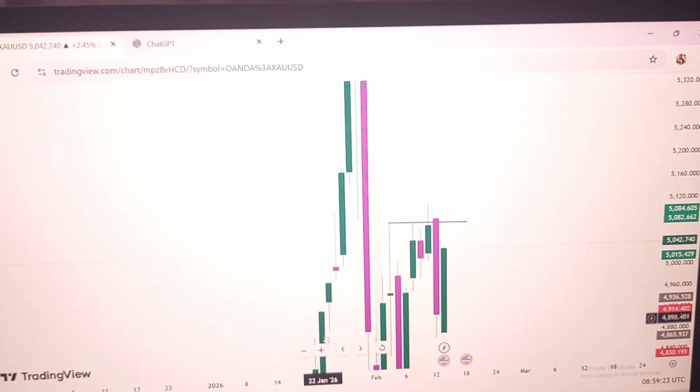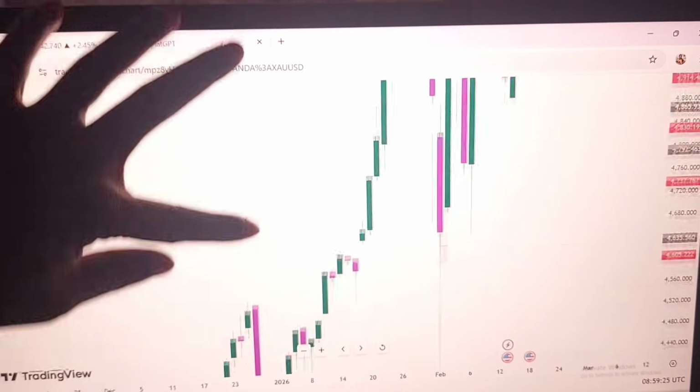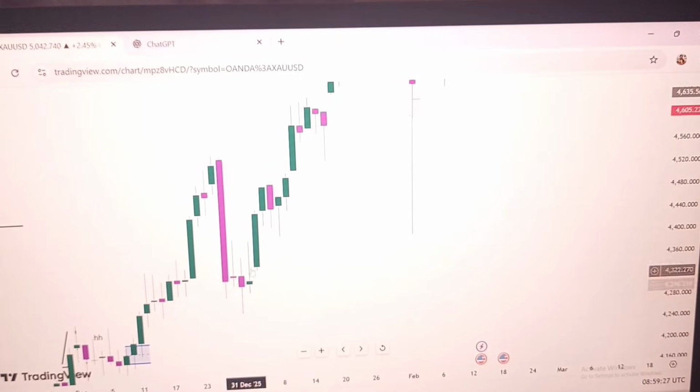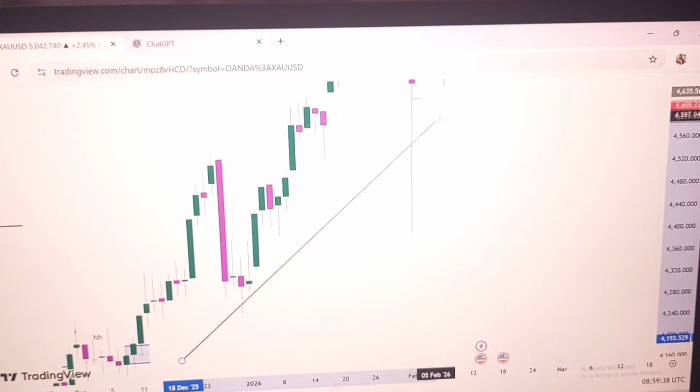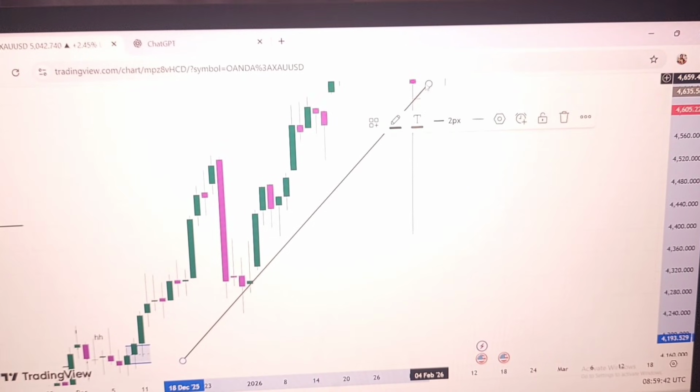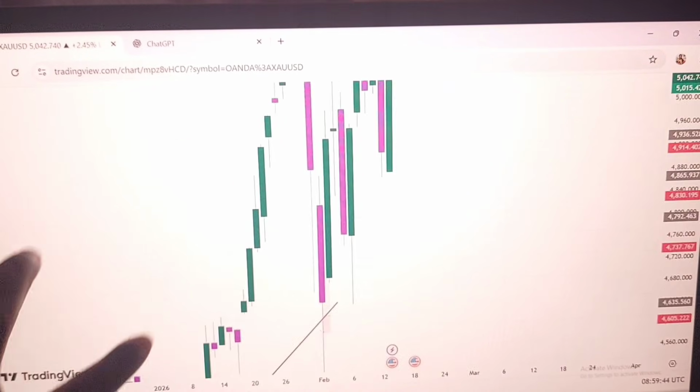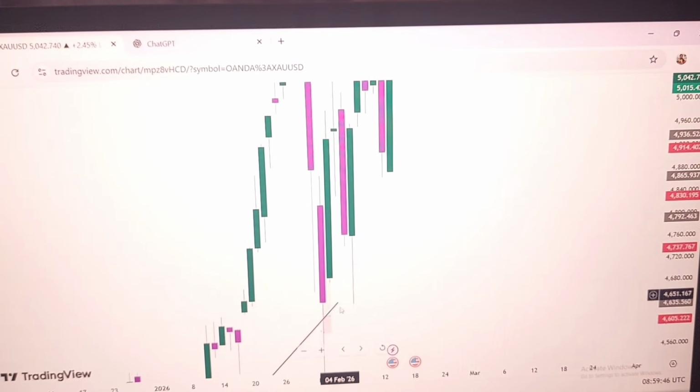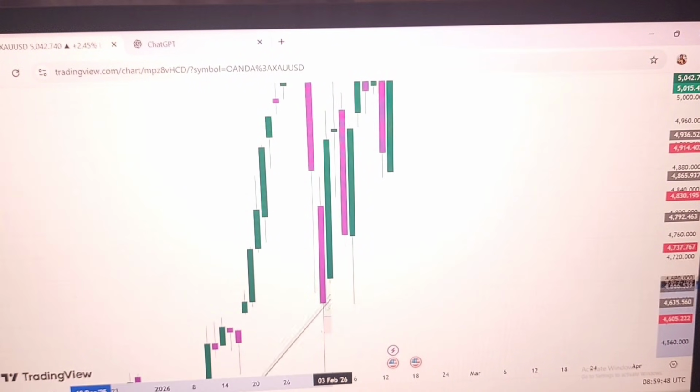Uptrend means if you open the daily time frame and just draw out your line, in general, the price of gold is pushing towards the top. In general, it is going up, right? That's the reason why I was waiting to make a buy. You see that in general, the price of gold was pushing towards the top.